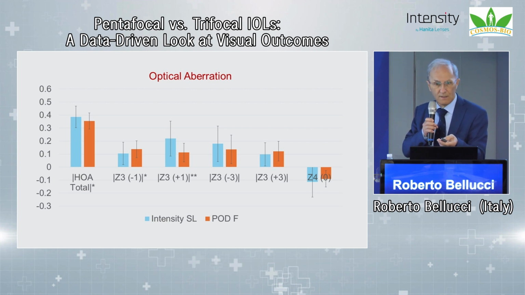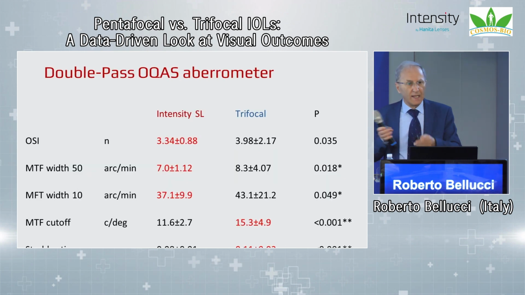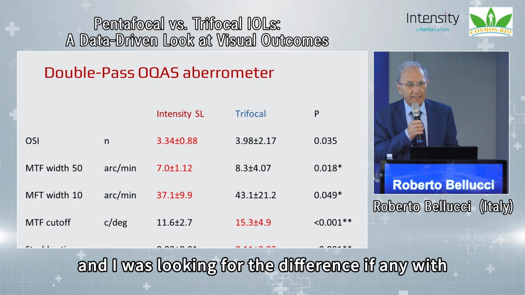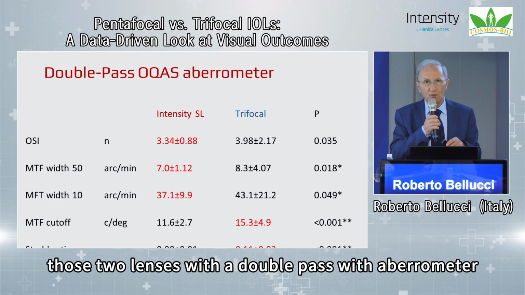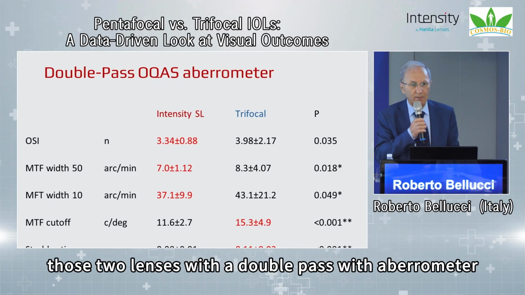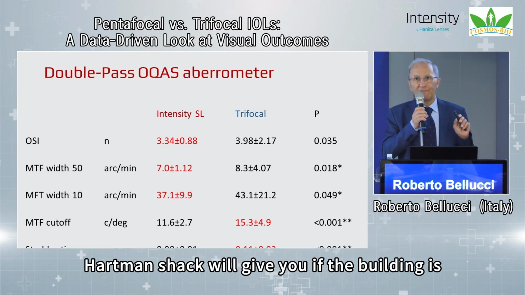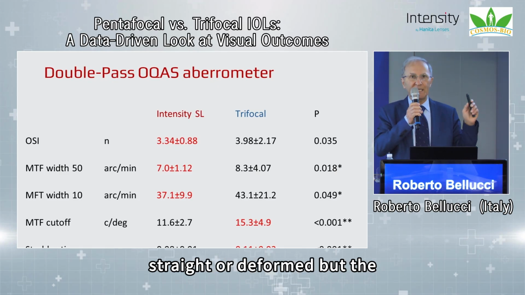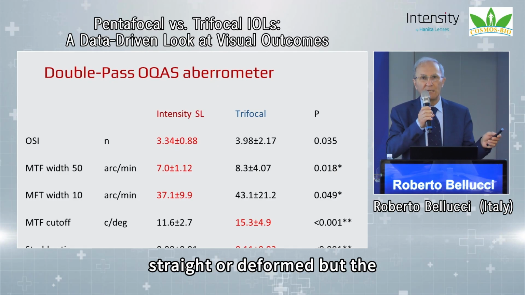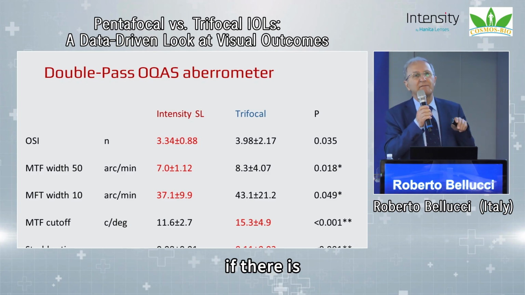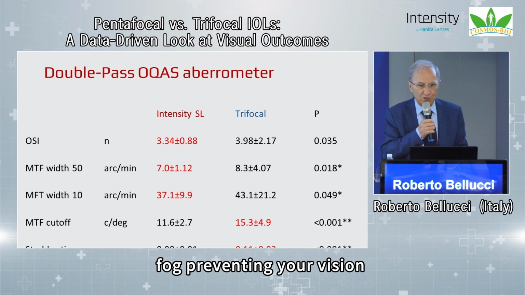Let's go on. I also have an OCAS aberrometer, and I was looking for the difference, if any, with those two lenses with the double pass aberrometer. You know that the Hartmann-Shack will give you if the building is straight or deformed, but the OCAS will give you the idea if there is fog preventing your vision.